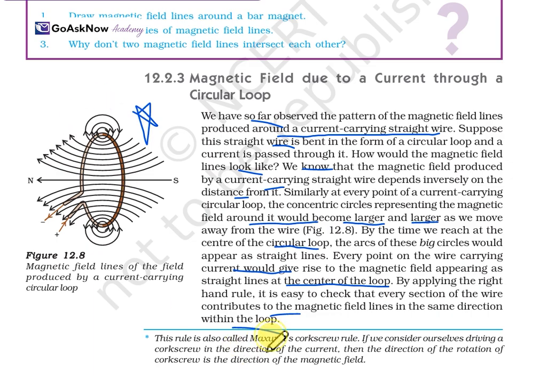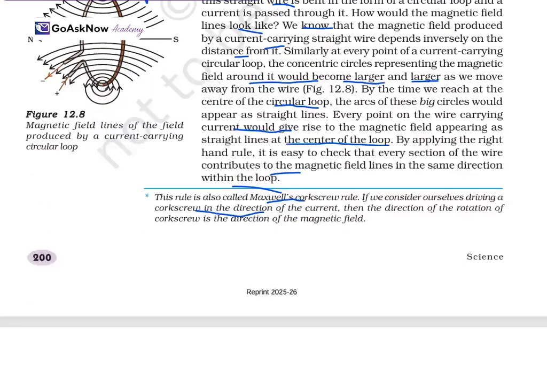This rule is also called the Maxwell corkscrew rule. If we consider ourselves driving a corkscrew in the direction of the current, then the direction of rotation of the corkscrew is the direction of the magnetic field.